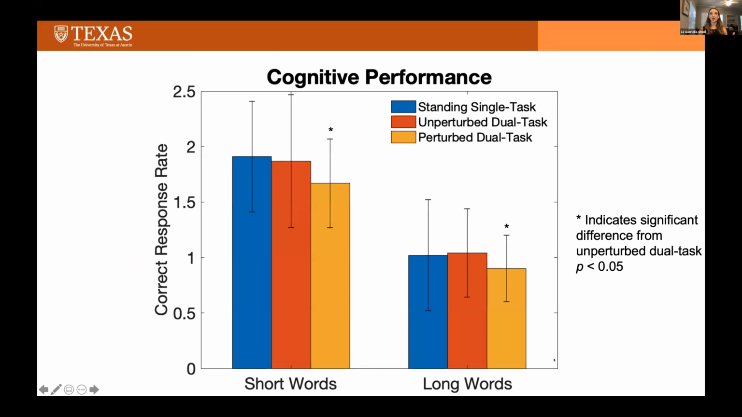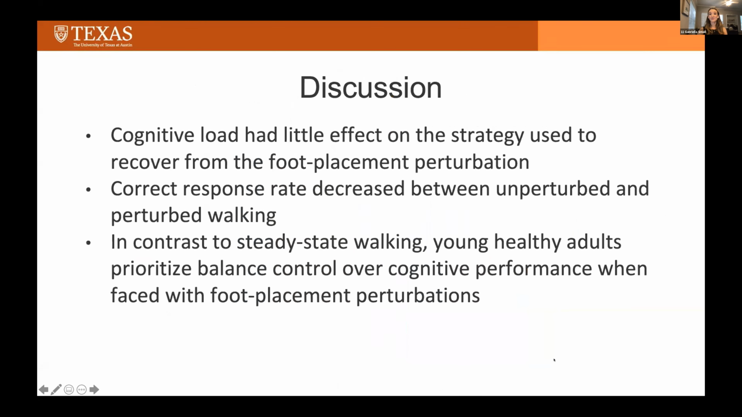But we also wanted to know what happened to their cognitive performance. How fast and accurate were they able to spell during the perturbations? We found that cognitive performance decreased during the perturbed dual task condition compared to just steady state walking. So people's spelling ability got worse during the perturbed conditions. Now, at first glance, this might feel a little intuitive, right? Because I care more about not falling on my face than whether I spelled this word correctly.